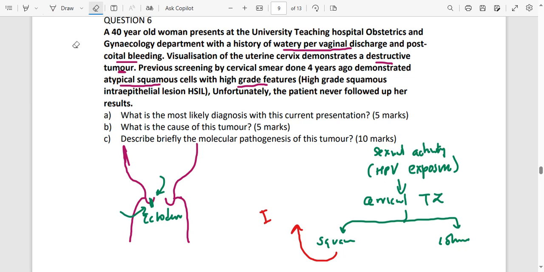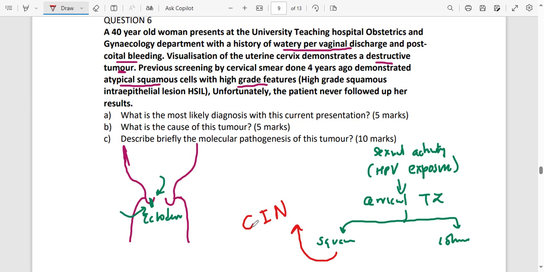Okay, let me put C there. So cervical intraepithelial lesion. So I'll put CIN. Hope we are okay up to here. Cervical intraepithelial neoplasm, that's CIN, is affecting the squamous cells. This one is pre-malignant, it's before having the actual cancer.